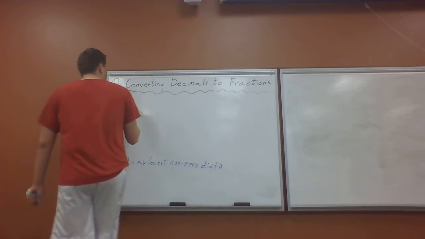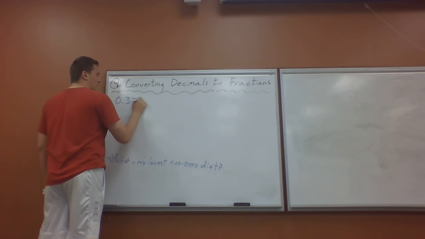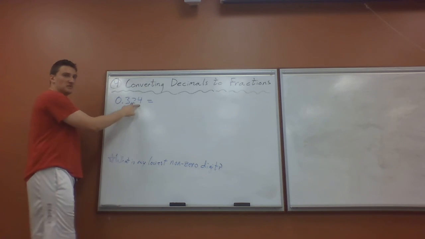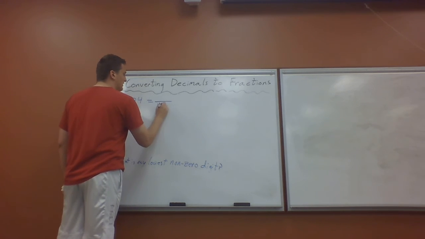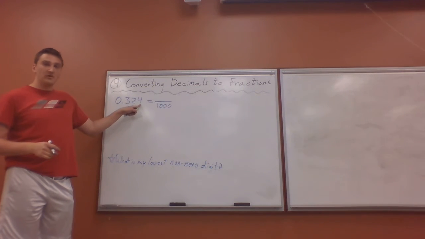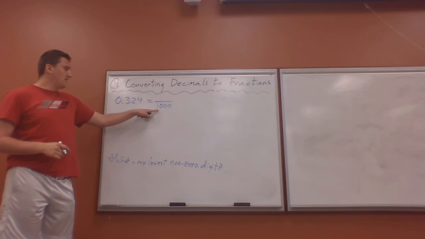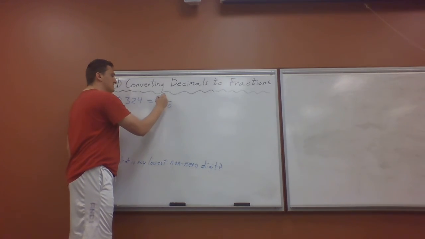If I have 0.324, my lowest place value is the tenths, hundredths, thousandths. So I have 1,000 on the bottom. That should be the first thing we figure out: the lowest non-zero digit, and then put that on the bottom as the denominator. Then for the rest of it, you just put the rest of the number.